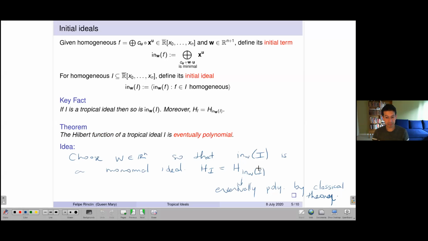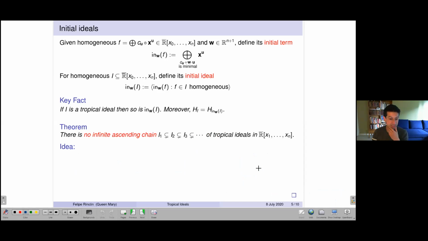So are there questions about this? So it becomes very simple to see that the Hilbert function is eventually polynomial once you know that this is preserved under taking initial ideals, because you can deform to a case where you know that it's going to be eventually polynomial, a monomial ideal.